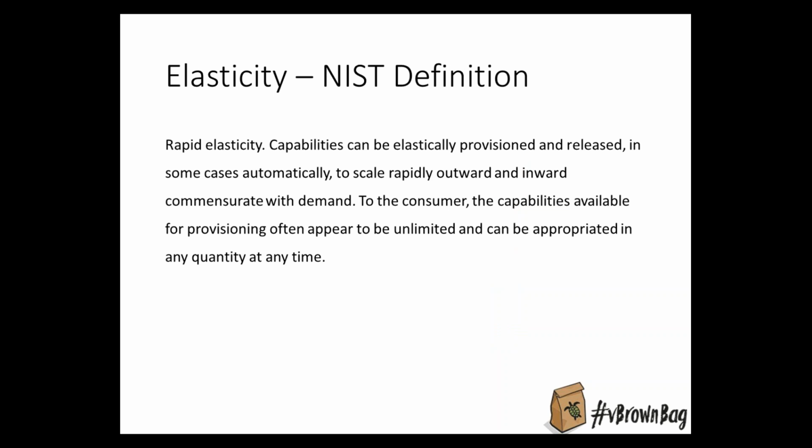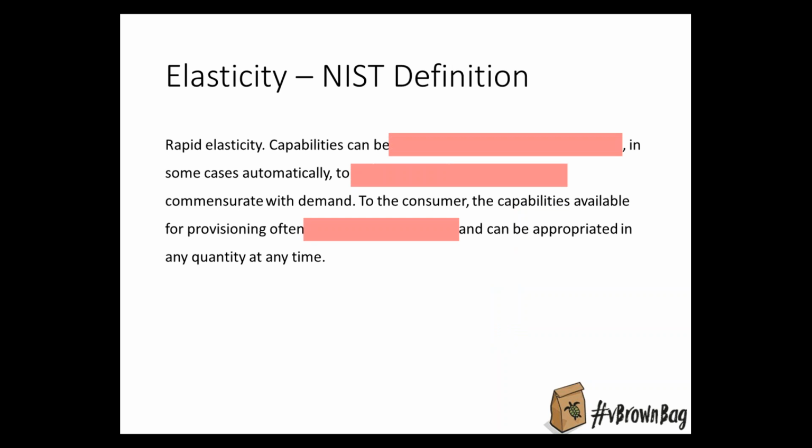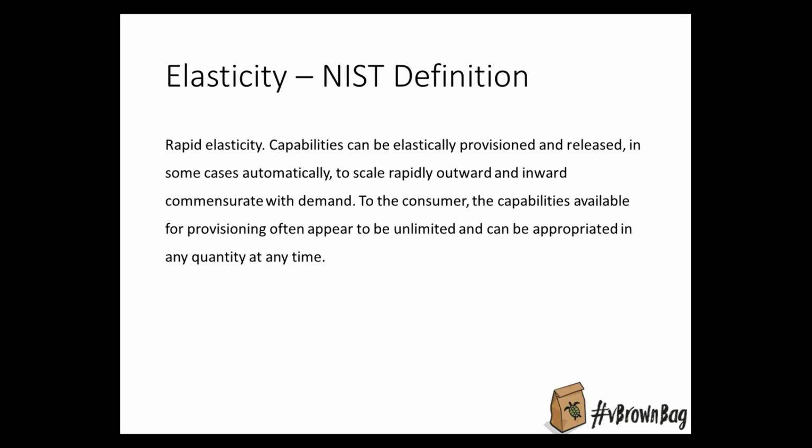So first off, what is this elasticity thing? The NIST definition of cloud talks about rapid elasticity, and it particularly says that we need things that can be rapidly provisioned and released in this elasticity component of a cloud definition, and the ability to rapidly scale outwards and then back inwards when demand changes. And it ties up with the fact that our cloud resources are only billed for the time that we're using them rather than being a permanently billed thing.